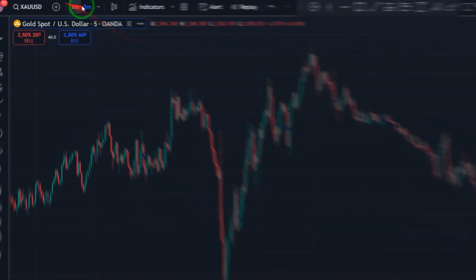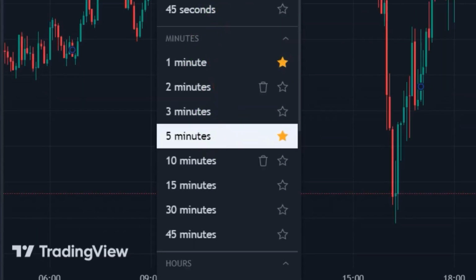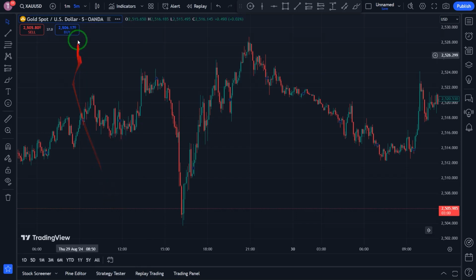After selecting your symbol, we need to go to our time frame and choose a time frame for this strategy. I recommend selecting a time frame suitable for scalping strategies. I suggest choosing the 5-minute time frame, as I have been able to achieve very good results with this strategy on this time frame. Next, we need to add the first indicator to this strategy.